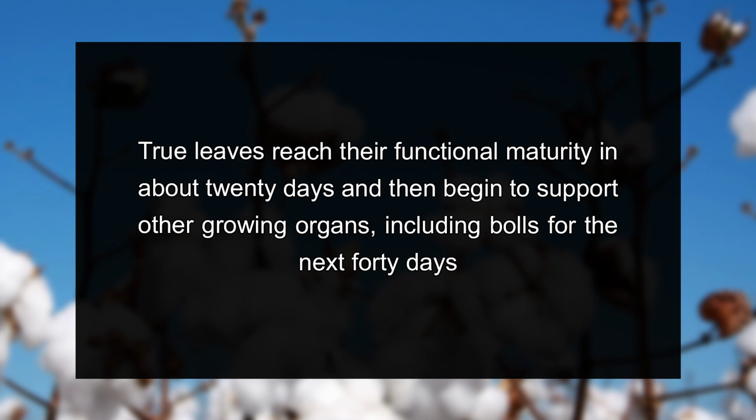True leaves reach their functional maturity in about 20 days and then begin to support other growing organs, including bolls, for the next 40 days. The cotton plant has a spiral phyllotaxy, which is the arrangement of the leaves on the main stem. Each leaf is located at a 3/8 turn from the last leaf. The arrangement can be clockwise or counterclockwise in the ultimate ratio of 1:1.